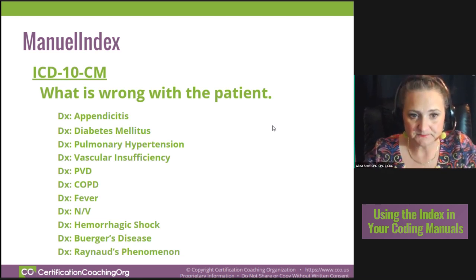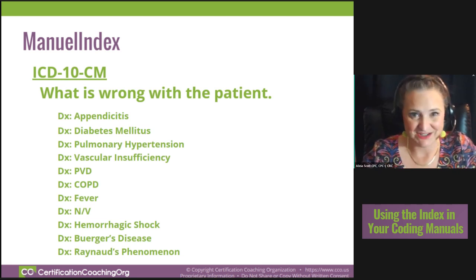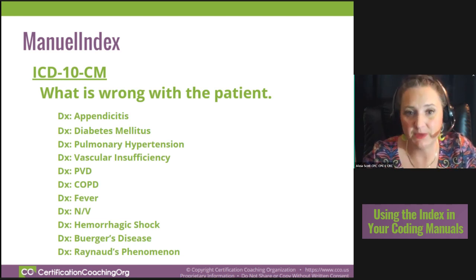So starting with ICD-10-CM, it is all about what's wrong with the patient. Okay, so all of these are diagnoses. So let's talk about how we would look them up. If you want to look up the diagnosis of appendicitis, that it's an inflammation, right? It's an itis, that's inflammation. And we know it's the appendix.